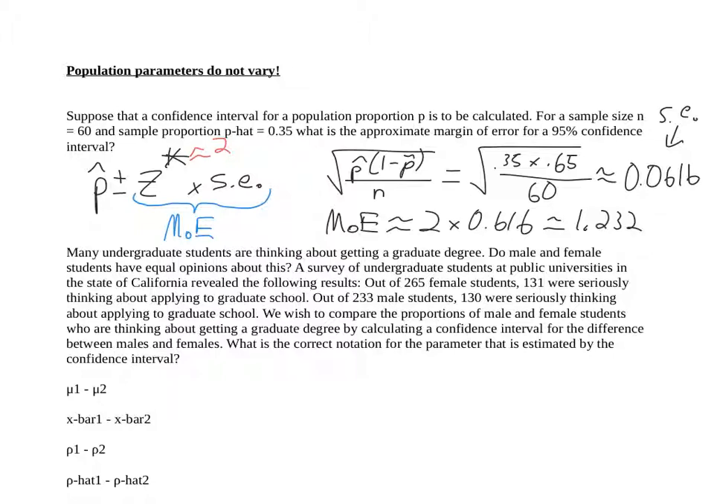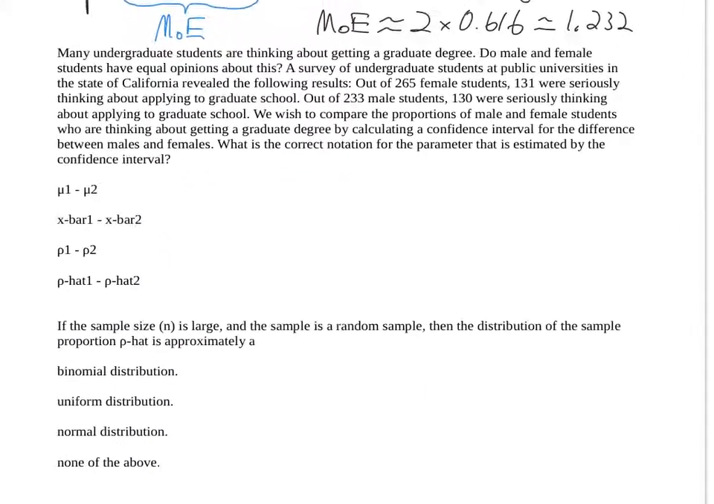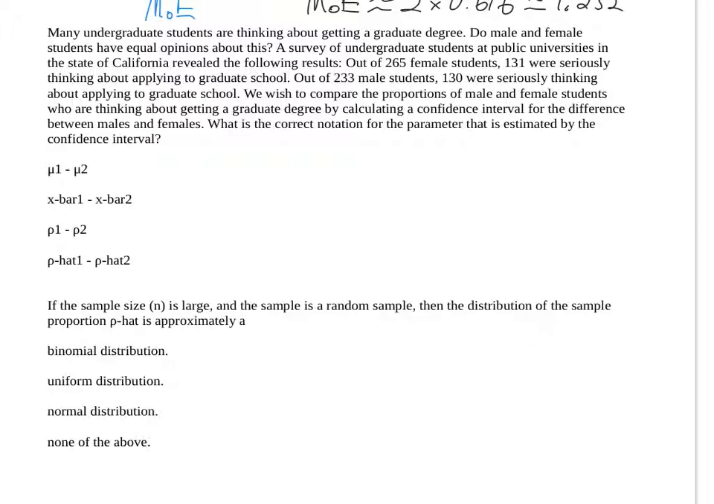Let's move on. Many undergraduate students are thinking about getting a graduate degree. Do male and female students have equal opinions about this? A survey of undergraduate students at public universities in the state of California revealed the following results. Out of 265 female students, 131 were seriously thinking about applying to graduate school. Out of 233 male students, 130 were seriously thinking about applying to graduate school.